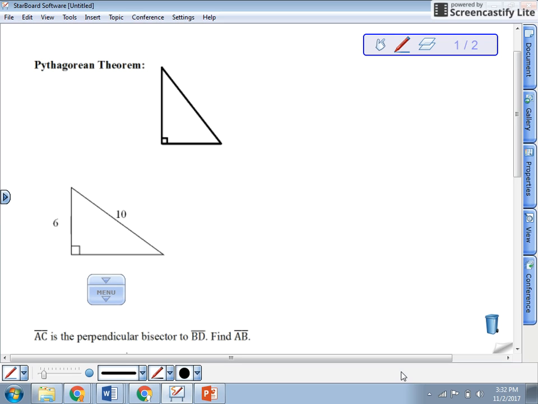Welcome to our notes for our second worksheet on 5.1. First thing you're going to need to know for this worksheet, we're going to dive right in, is what is the Pythagorean theorem? Well, first, Pythagorean theorem is for right triangles only.